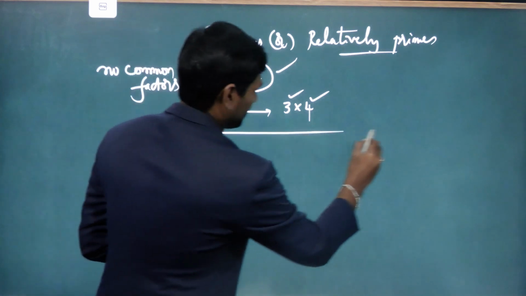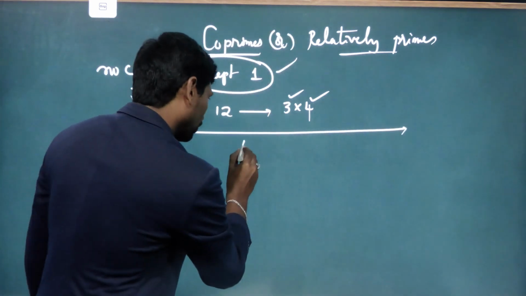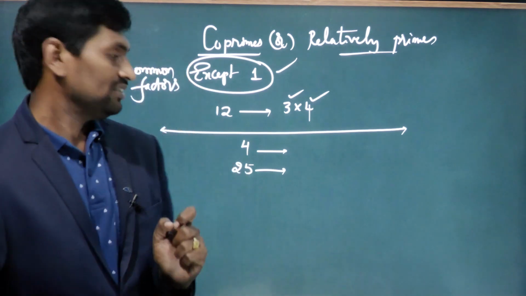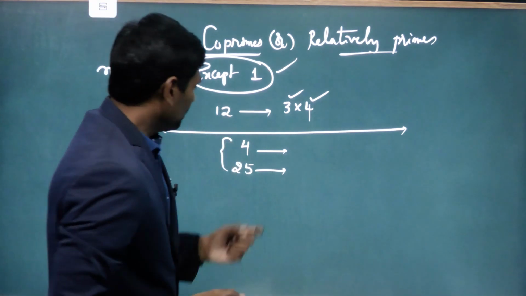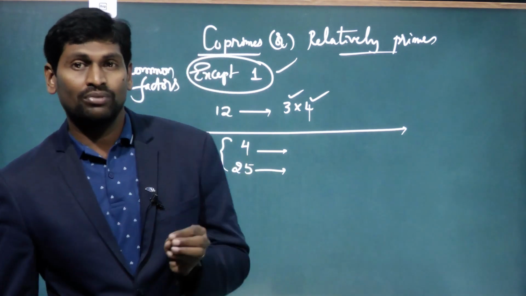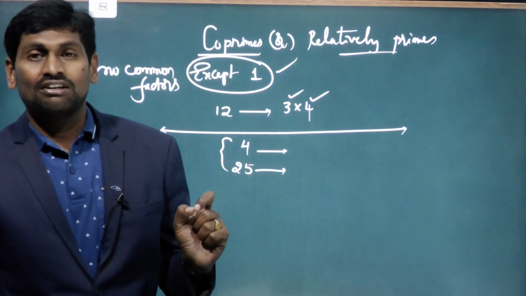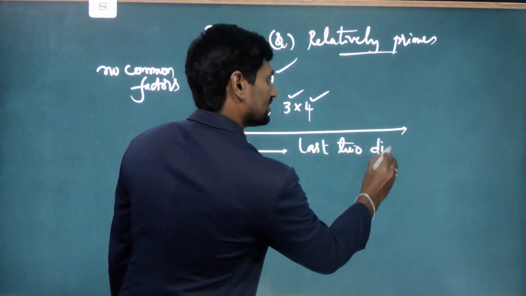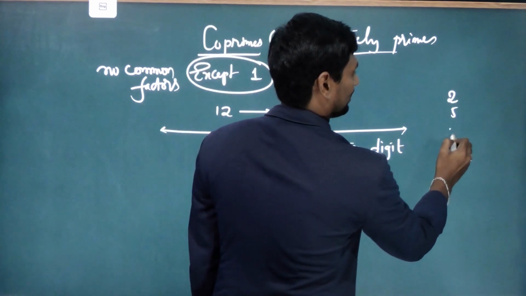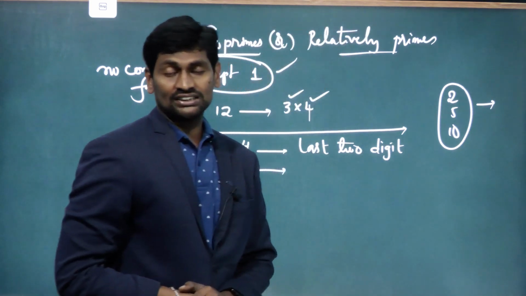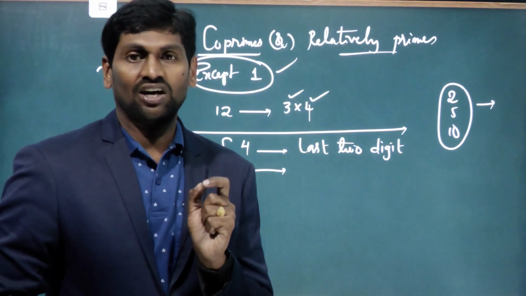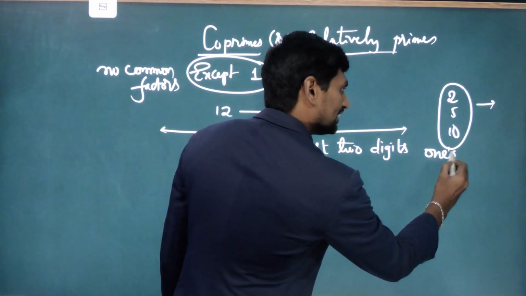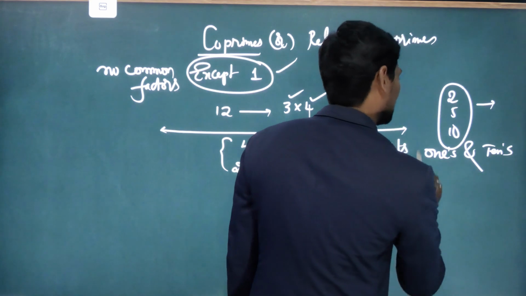Let us check the divisibility rule for 4 and 25. Because these two also follow a pattern, let us identify them. For checking whether the given composite number is divisible by 4 or not, we need to check the last two digits. How many? Last two digits. But while checking for 2, 5, 10, we check only the last digit, that is, only the ones place digit or units place digit. Here, last two digits means the ones digit and tens digit.